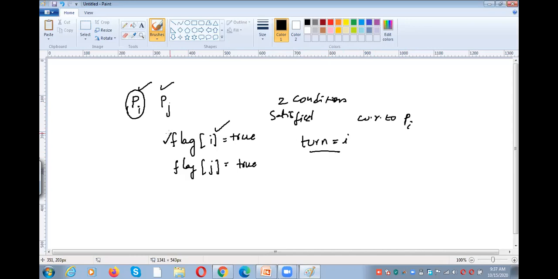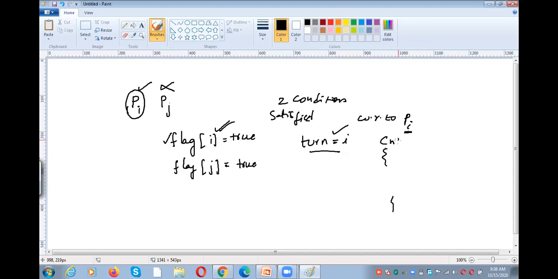Why? Because flag of I is also true. That means process I wishes to enter into the critical section. And then turn is also set to I. That means process I can enter into the critical section, because both conditions are satisfied. Here process J also wishes to enter into the critical section. That is the reason why it set the flag of J to true. But turn is set to I, so process J is not allowed to enter into the critical section. Why? Because now the turn is for I. Because of that, process I will enter into the critical section.